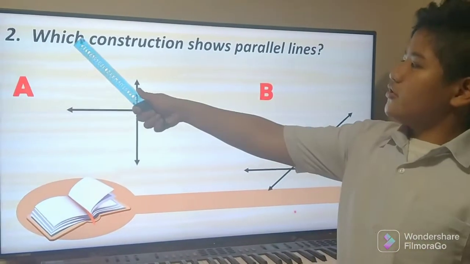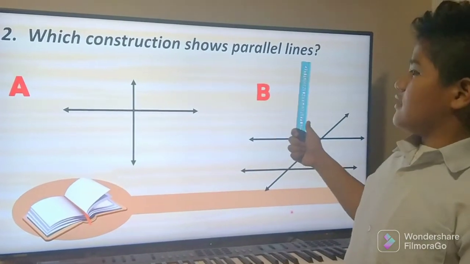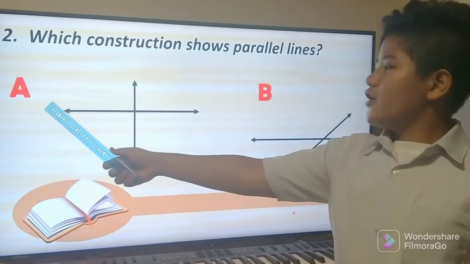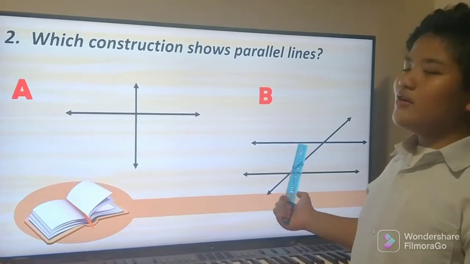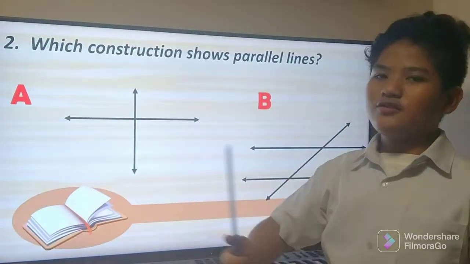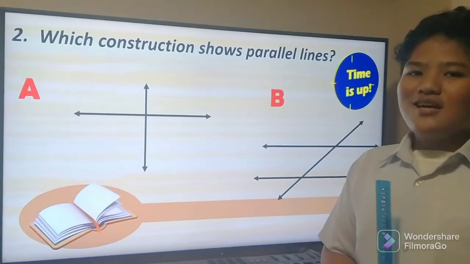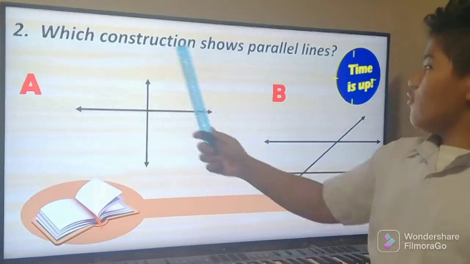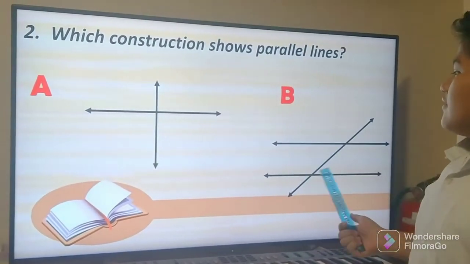Number 2. Which construction shows parallel lines? Do you think it is figure A or is it figure B? What do you think is the answer here in number 2 question? Time's up! The answer in number 2 question is figure B.